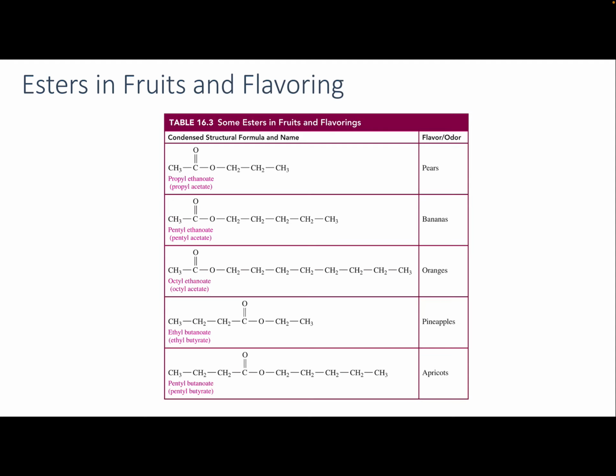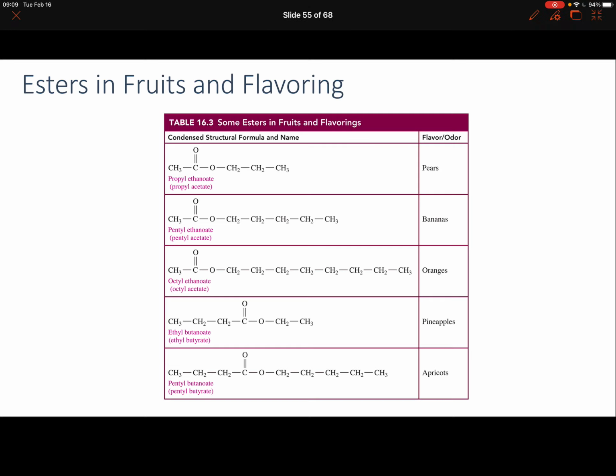So you can see here, propyl ethanoate is what gives pears that flavor. Pentyl ethanoate is bananas. I've also made a compound. We do this in organic chemistry. We make something called isopentyl ethanoate. It's our ester chapter. This stuff also smells like bananas, surprisingly. Oranges, pineapples, apricots, you can see here. And this is not an inclusive list. There's a lot more.